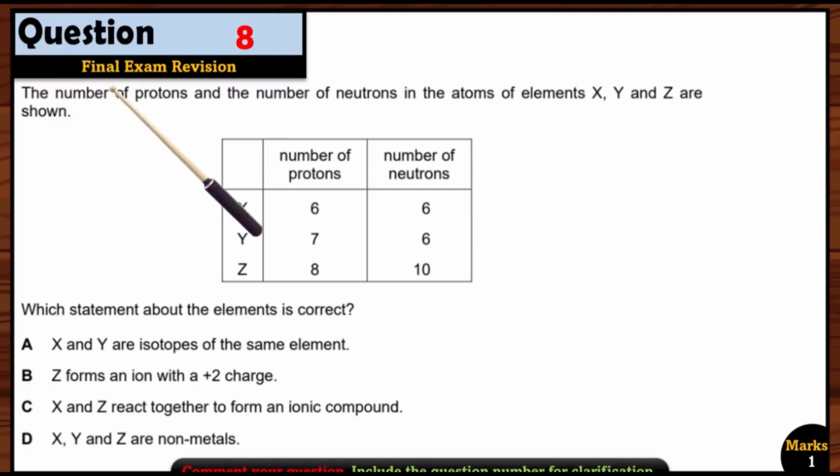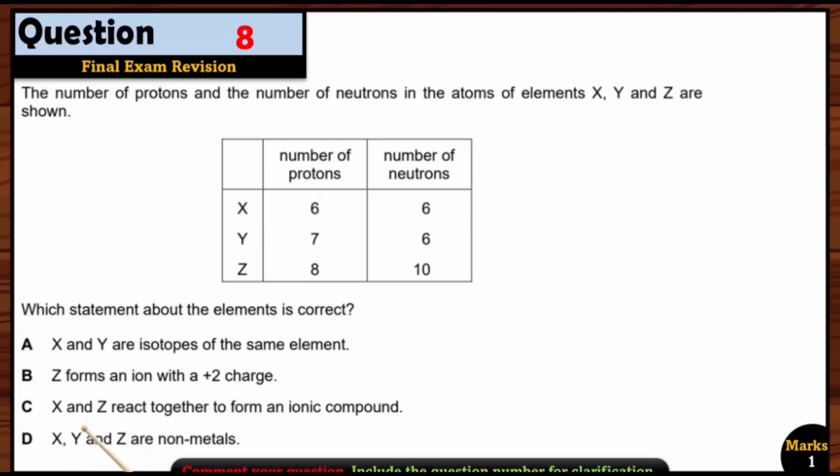Let's see question 8. The number of protons and number of neutrons in the atoms of elements X, Y, and Z are shown. Which statement about the elements is correct? First, X and Y are isotopes of the same element. For isotopes, they must have the same proton number, but they don't. So this is not right. Z forms an ion with a +2 charge. Let's see Z. The number of protons is 8. So it has 2 electrons in the first shell and 6 electrons in the last shell. So it will gain 2 electrons. So it will make a -2 charge, because the proton number and electron number are always equal, right? So this option is also not right.